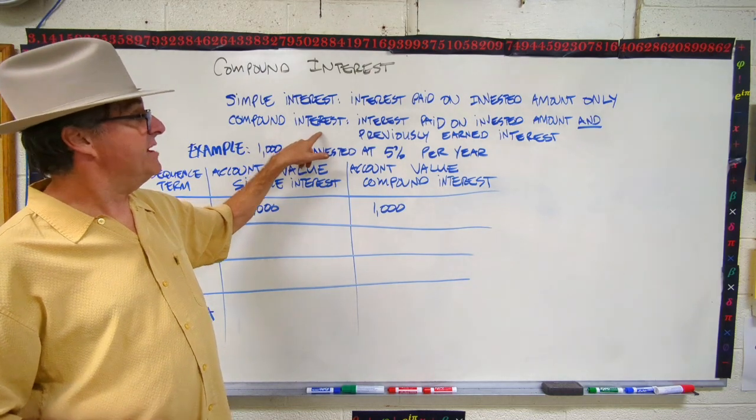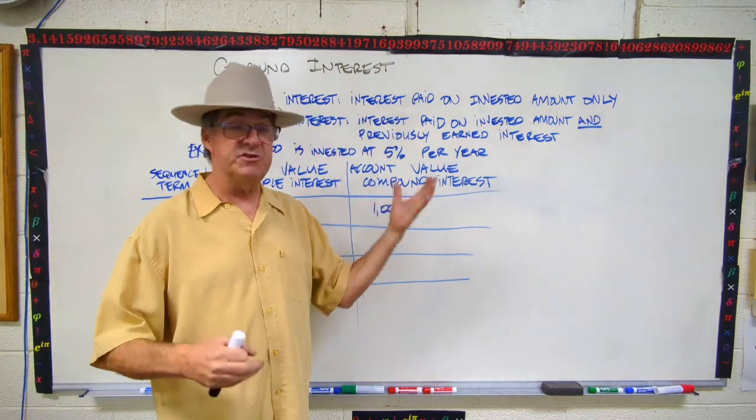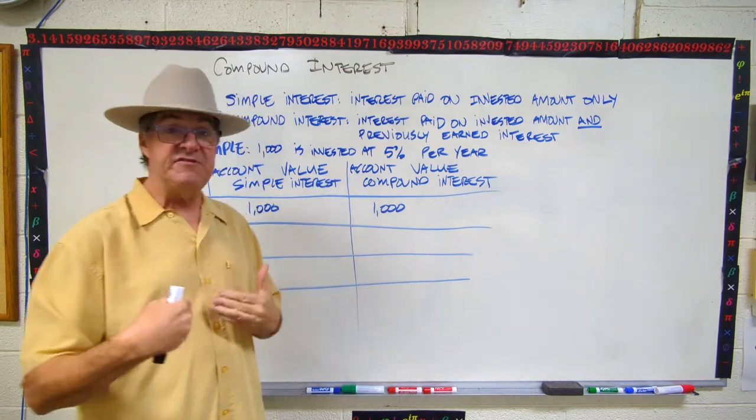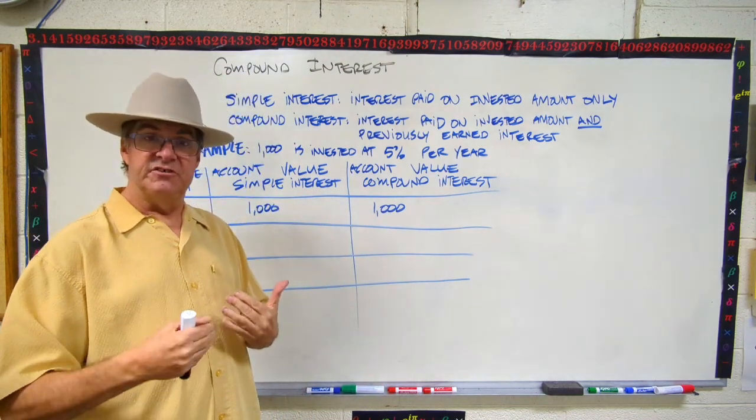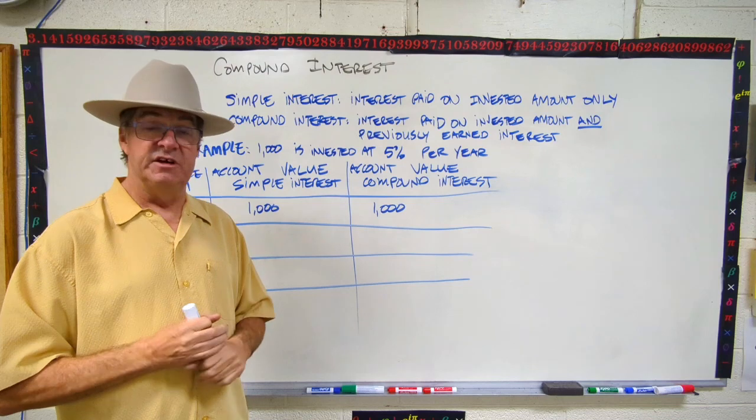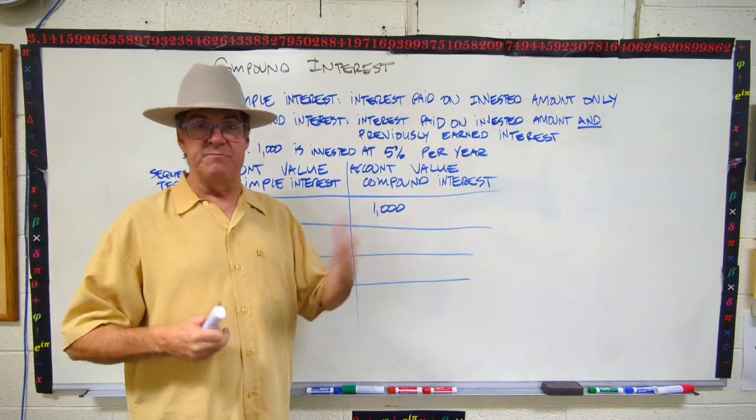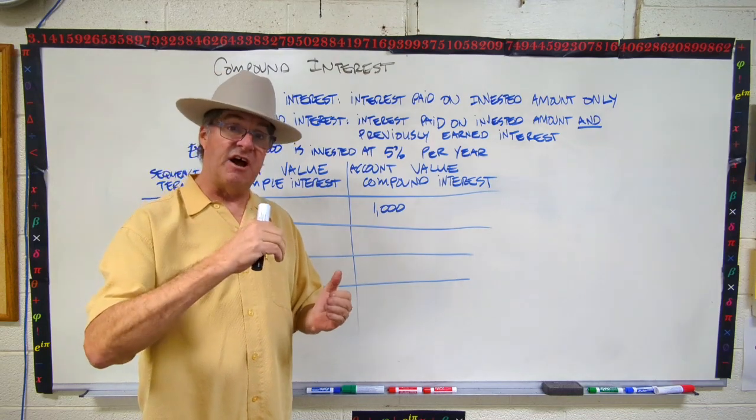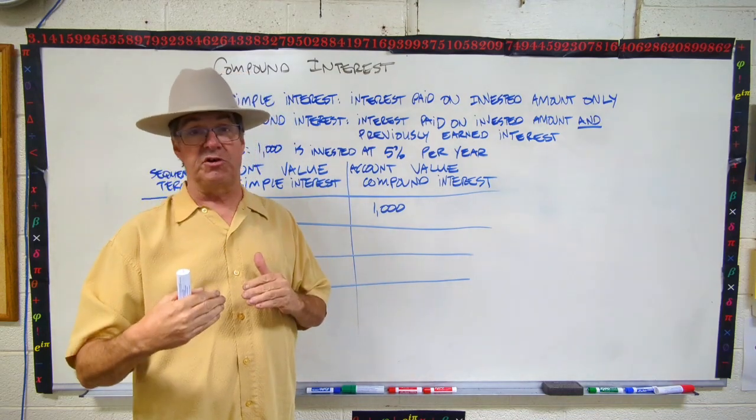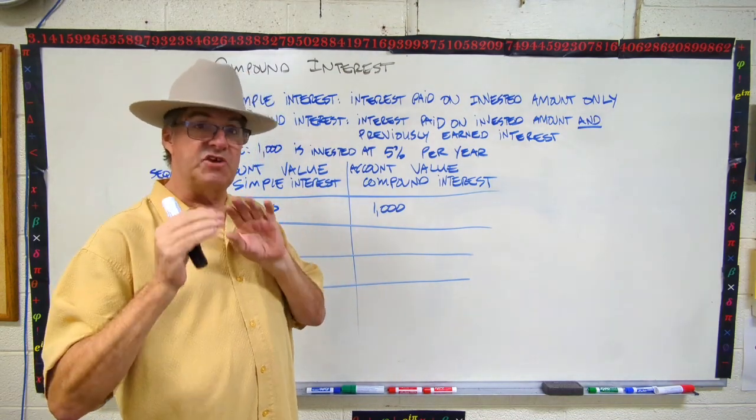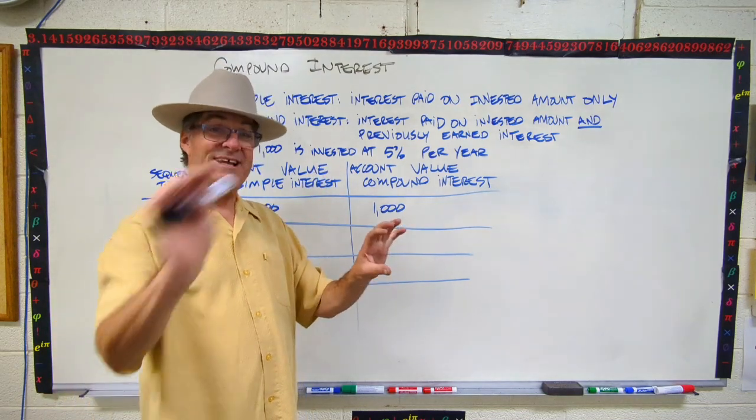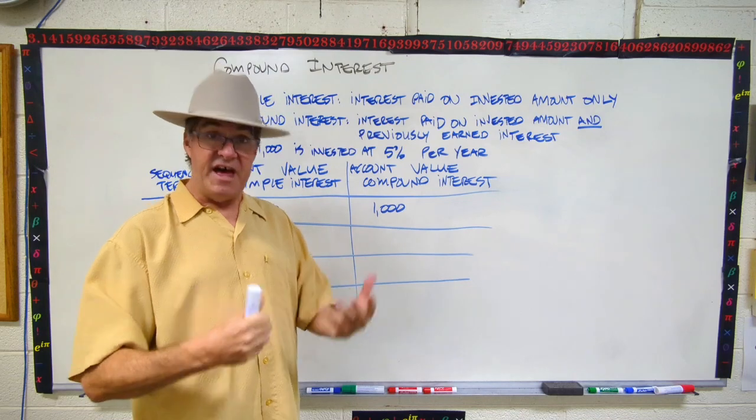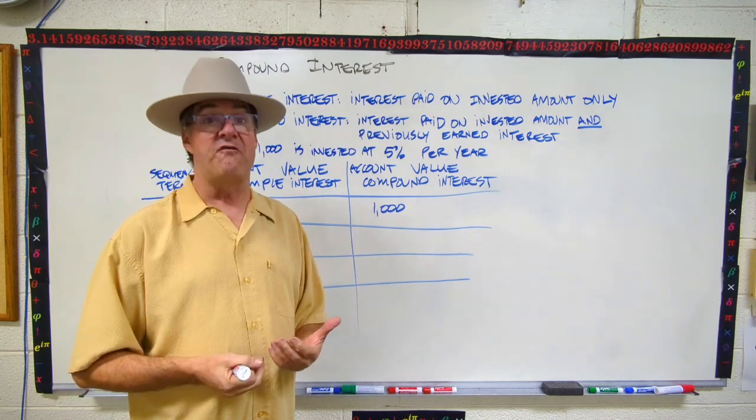Compound interest is a little bit better because it's interest that's paid on your invested amount and on the previously earned interest. So check this out. Here's how it works. In your first year, you would make whatever interest you make in that year. That money goes into your account. And now the interest you earn in the second year is earning interest on your original investment plus the interest that you earned during that first year. So that account, that investment's going to grow faster.